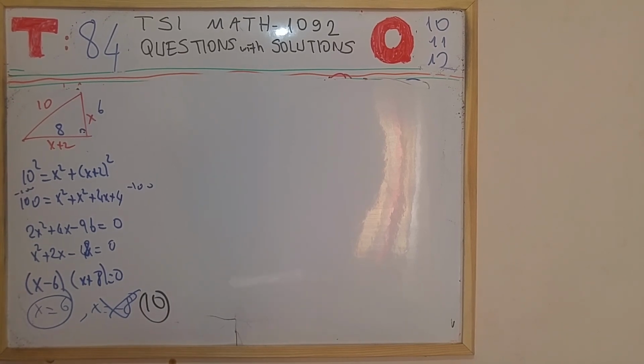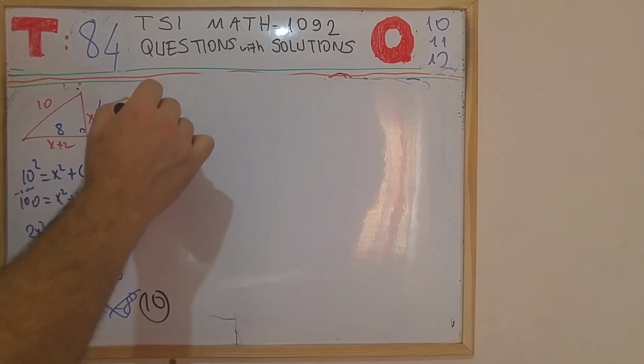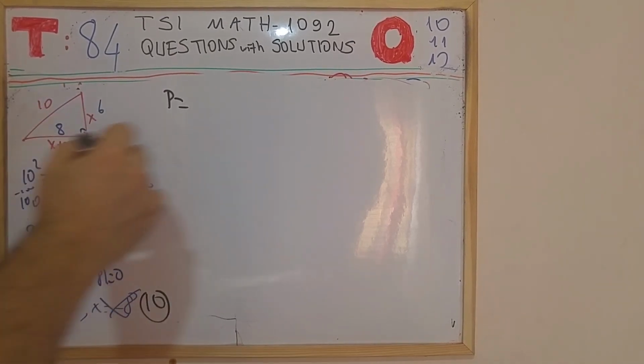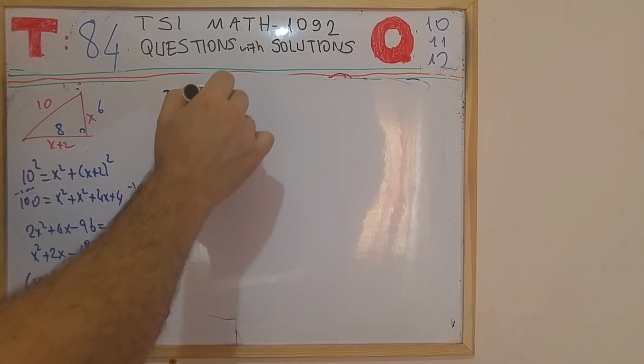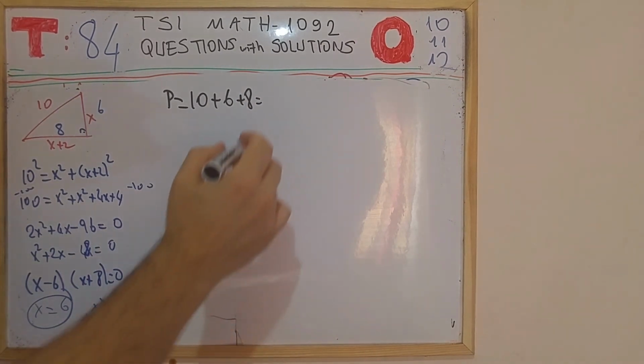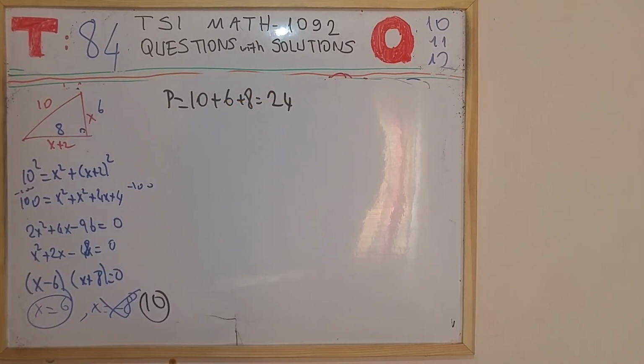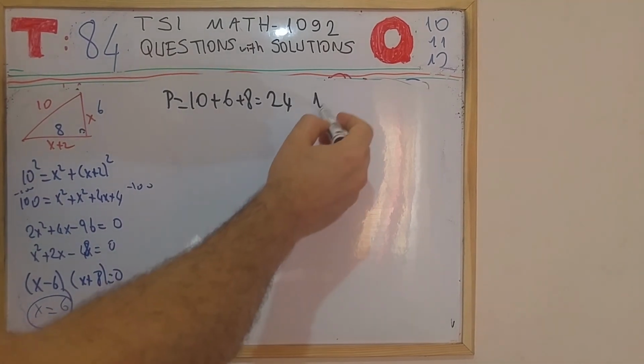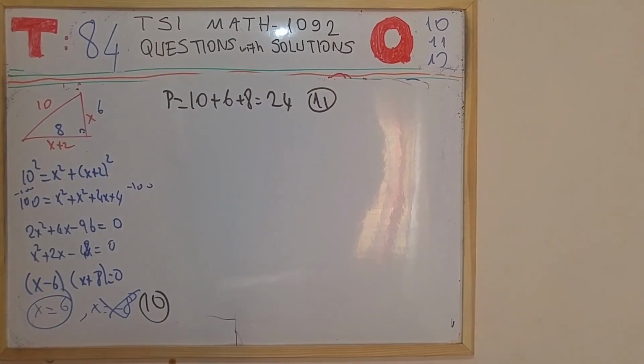Now let's get to the question number 11. Let's find the perimeter of this triangle. The perimeter is equal to the summation of all sides, that is equal to 10 plus 6 plus 8. And this is equal to 24. This is the answer for question number 11.